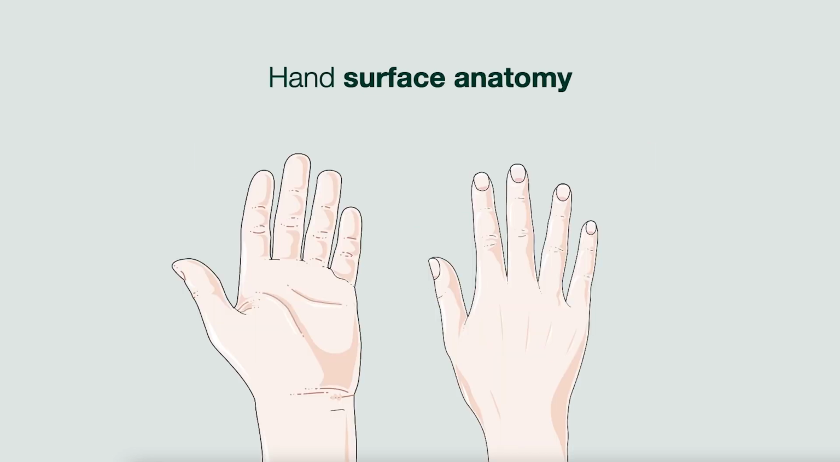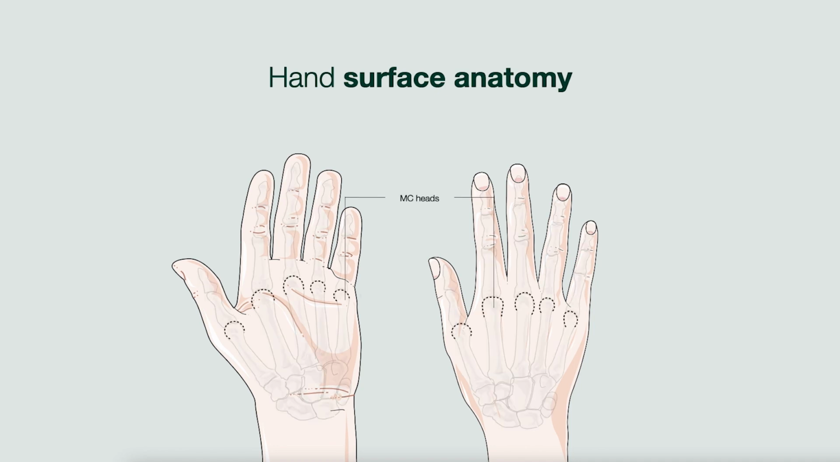Looking at the hand surface anatomy, note that the metacarpal heads are located here, and this becomes more apparent why when we overlay the bones of the hand. As mentioned, the scaphoid bone is the most fractured wrist bone, and is located radial side here.